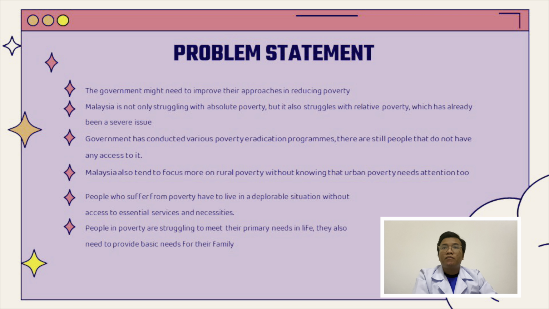Other than that, Malaysia also tends to focus more on rural poverty without knowing that urban poverty needs attention too. This is because of the higher living costs in the city. People who suffer from poverty have to live in a hard situation without access to essential services and necessities. While struggling hard to meet their primary needs in life, they also need to provide basic needs for their family. This research focuses on finding a solution in order to reduce poverty in Malaysia.